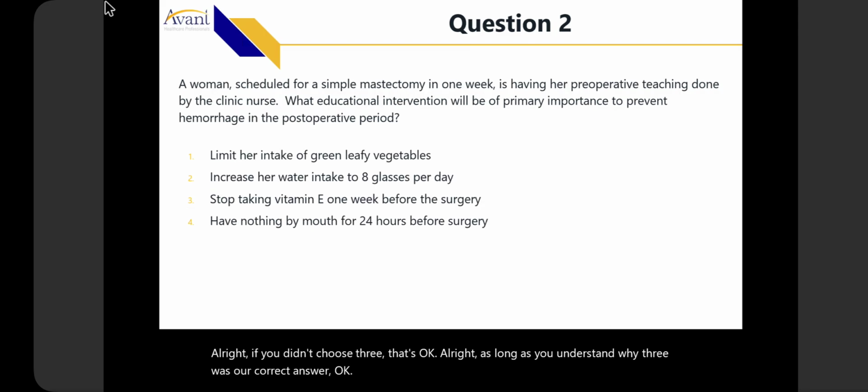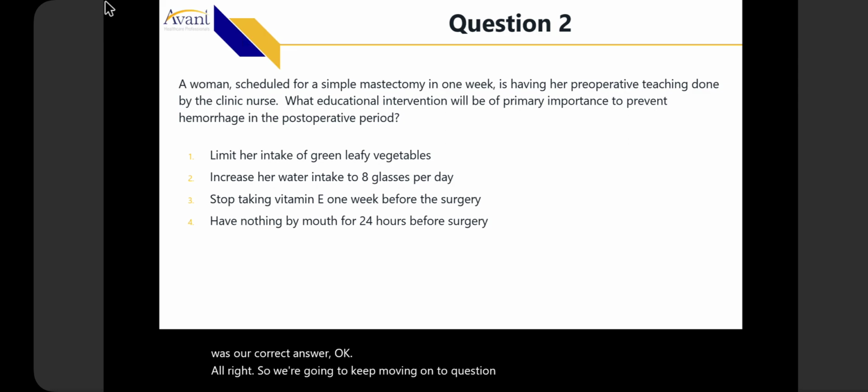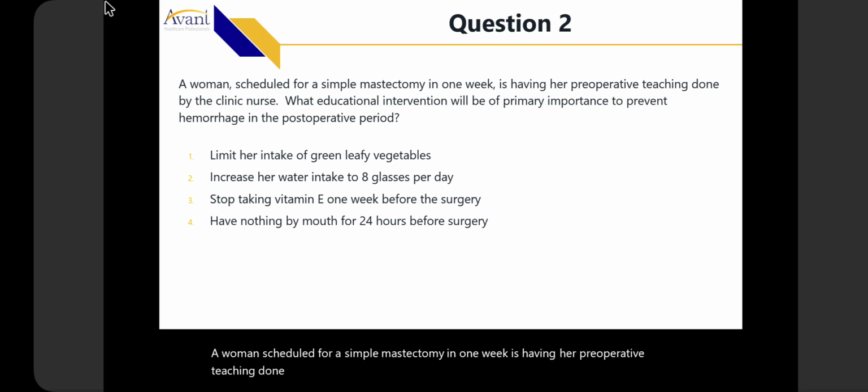We're going to keep moving on to question number two. A woman scheduled for a simple mastectomy in 1 week is having her preoperative teaching done by the clinic nurse. What educational intervention will be of primary importance to prevent hemorrhage in the post-operative period?